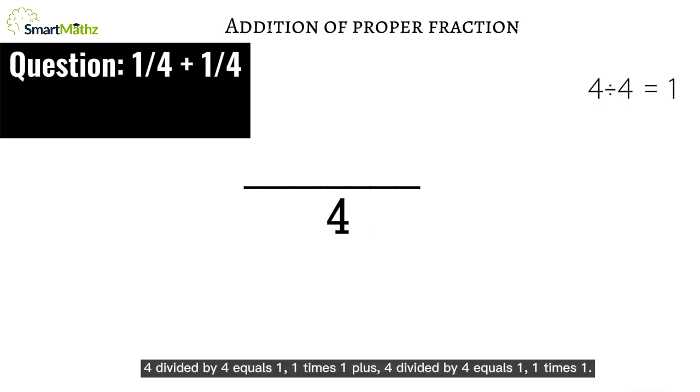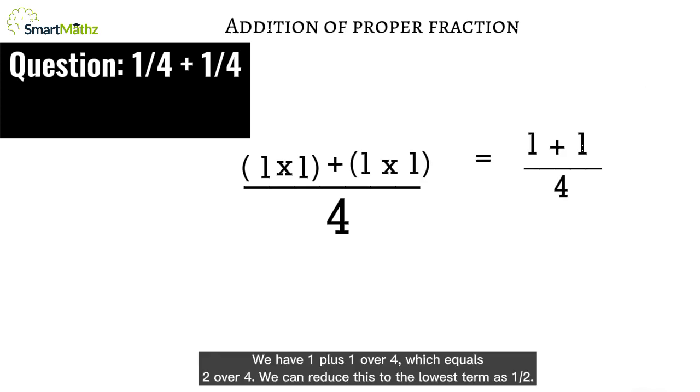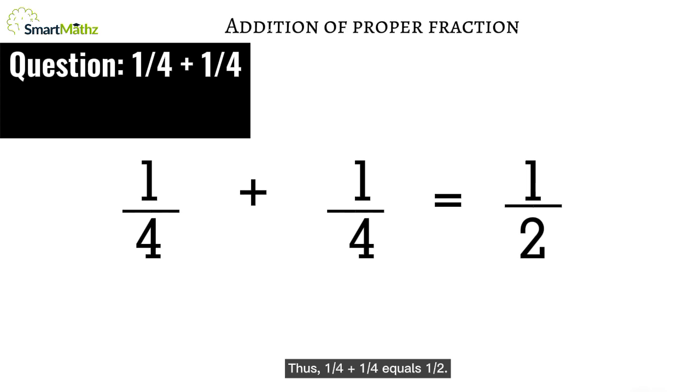4 divided by 4 equals 1. 1 times 1, plus 4 divided by 4 equals 1, 1 times 1. We have 1 plus 1 over 4, which equals 2 over 4. We can reduce this to the lowest term as a half. Thus, a quarter plus a quarter equals a half.